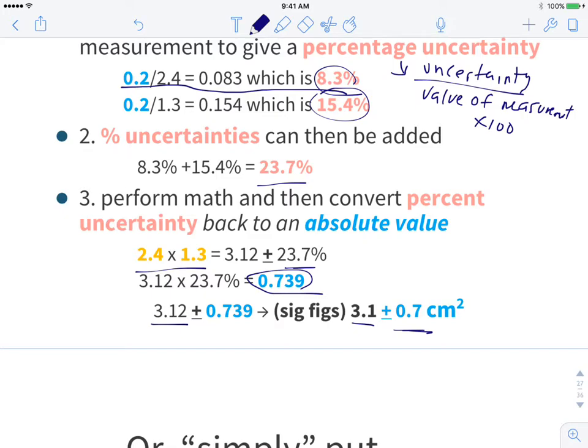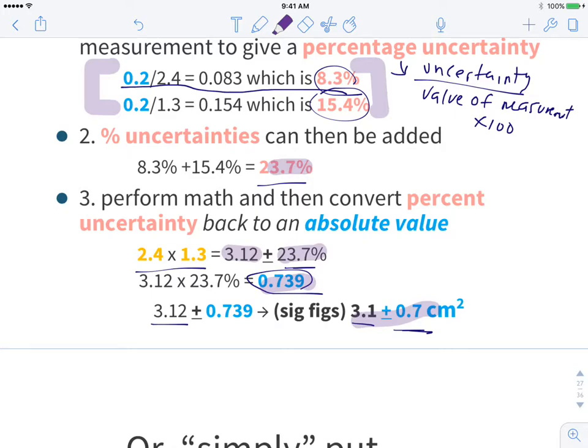So when I do this, I look at each value separately. Think about these steps. I take each value and I look at the uncertainty and I divide it by the measurement. So that's this step here. It gives me a percentage. I then add the percentages. I then perform the math to get my value with the percentage. I leave it as a percentage at that point, and then I change the percentage back to an absolute value, and then I round properly.